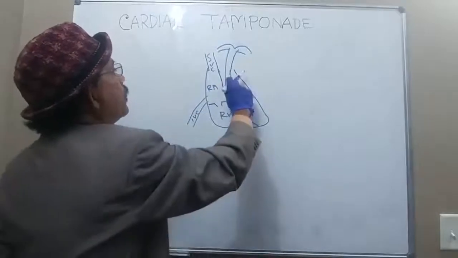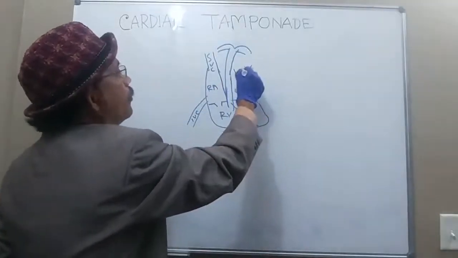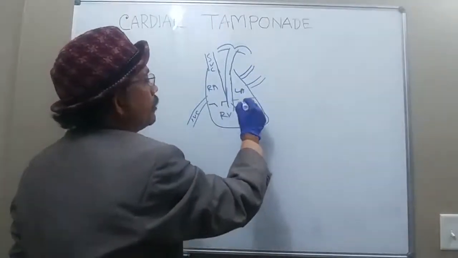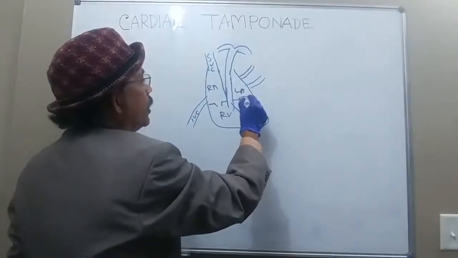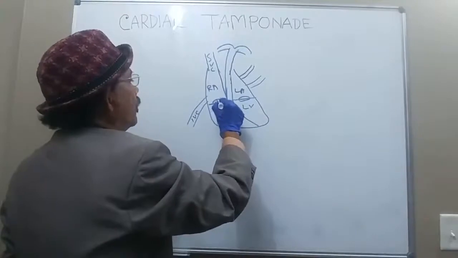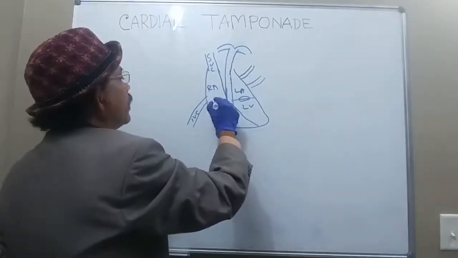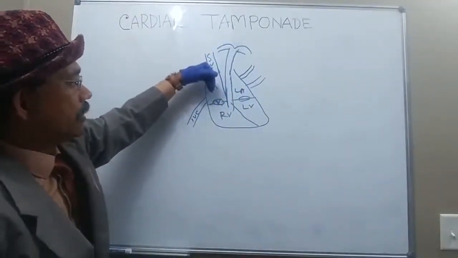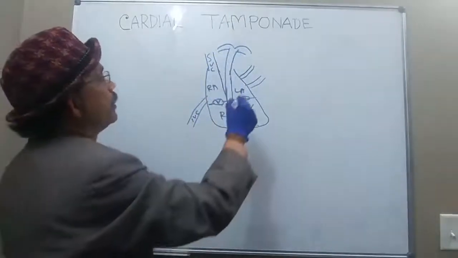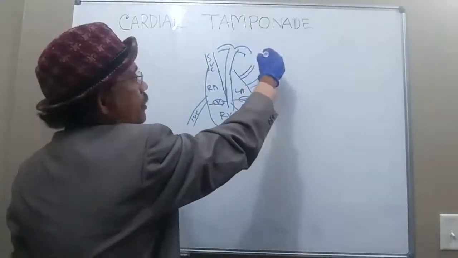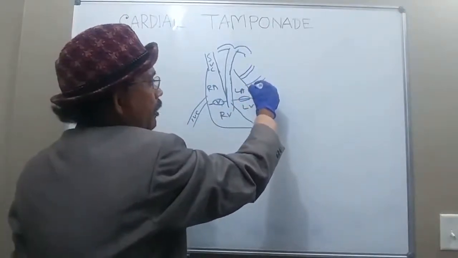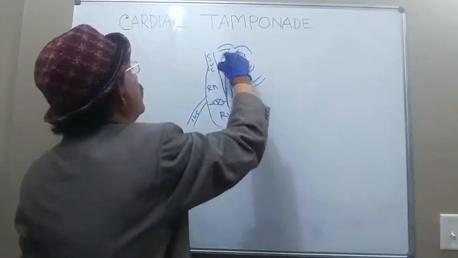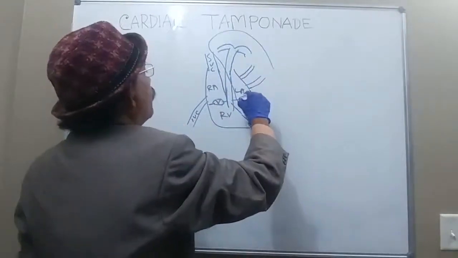After it is oxygenated, blood returns to the left atrium by means of four pulmonary veins. From the left atrium, blood goes to the left ventricle through the mitral valve. Here is our mitral valve, and here is our tricuspid valve. So this is the way blood is collected, goes to the lung, is oxygenated, returns by the pulmonary veins to the left atrium, then the left ventricle, and from the left ventricle blood comes out through the aorta.